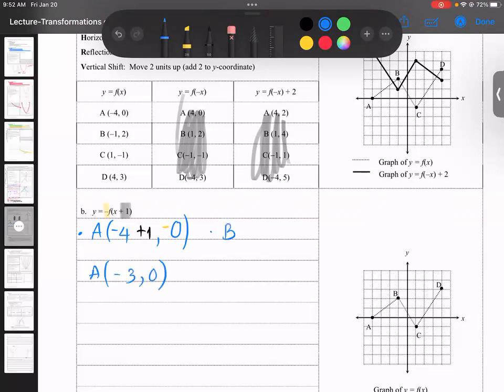B, -1 in the original for x, and then I have to add 1. And then for the y, I have 2, but then I have to put a negative in front of y, right? -1 times 2. So B is going to be 0, comma -2. So far, so good. I'll let you guys do the last 2. You tell me what you got.